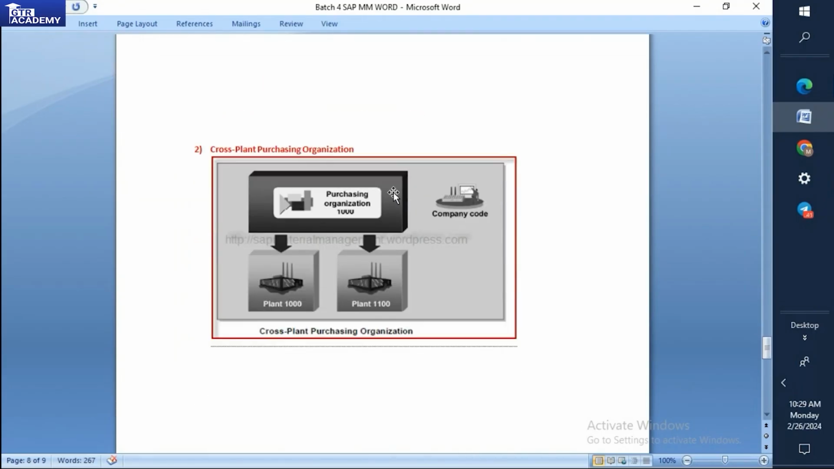Yes, boss. The second one is cross plant purchase organization. Here you can answer now. Anyone? Cross plant purchasing organization.